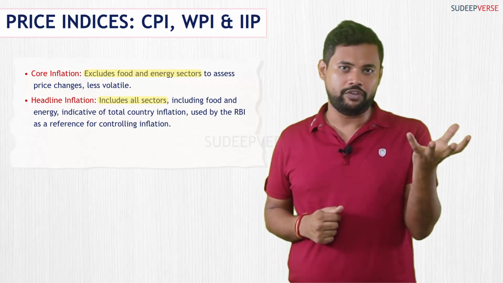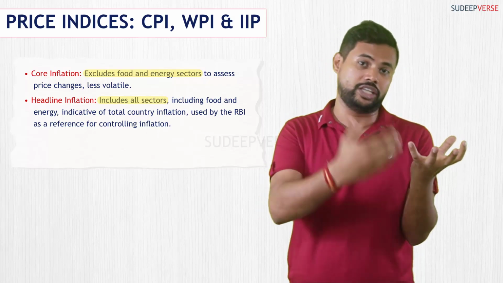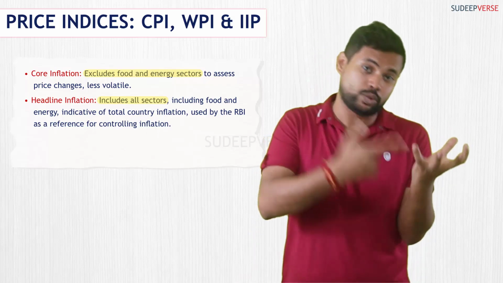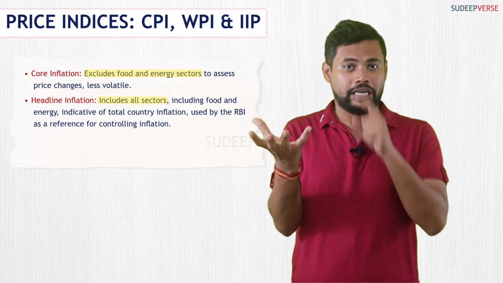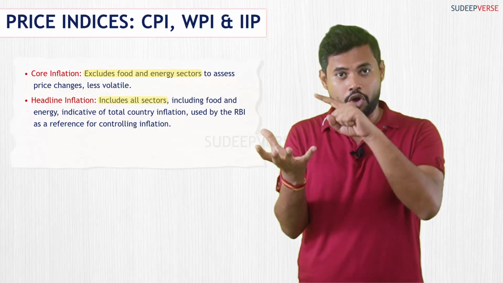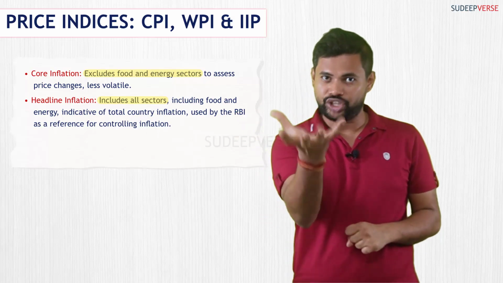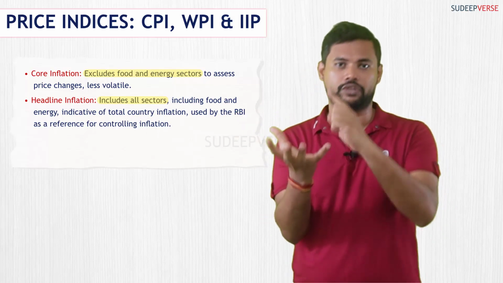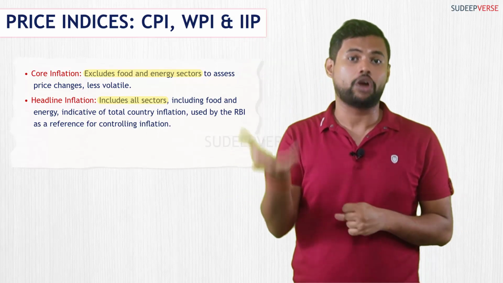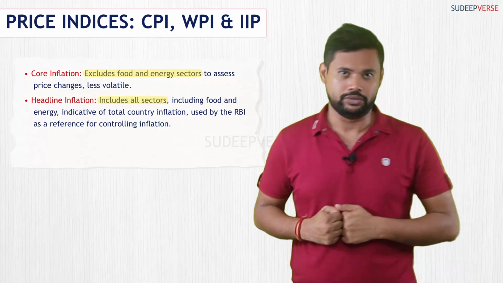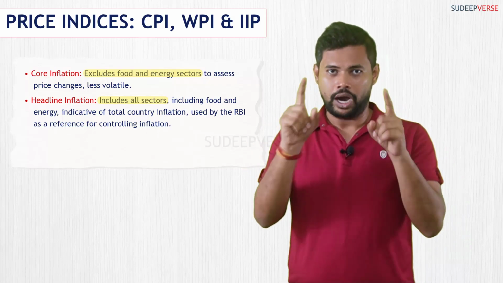So, core inflation removes the food and energy sector and then assesses the changes in prices. The changes are less volatile and more or less stable. Whereas headline inflation assesses the changes in the prices of all the sectors in the economy, inclusive of food and energy. Hence, this is indicative of the total inflation of the country, and because it has energy and food inside it, it spikes and there is a lot of volatility. So broadly, you have core inflation and headline inflation, and these are the differences that you just learned.